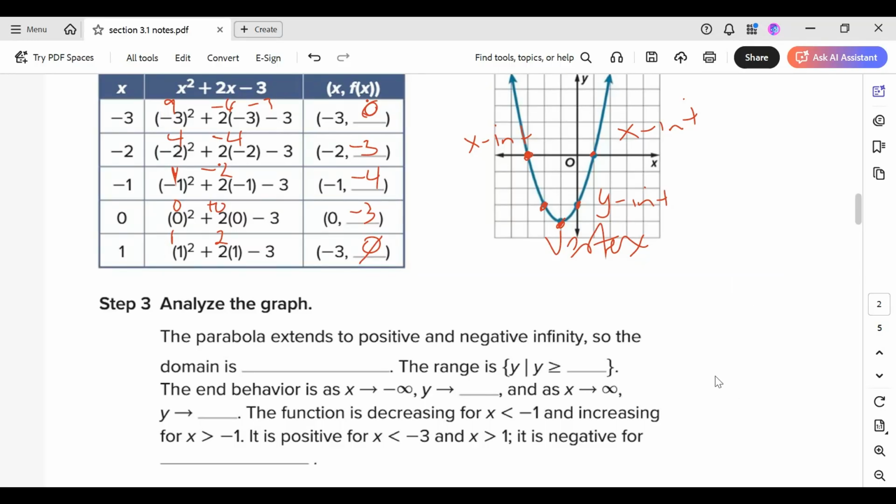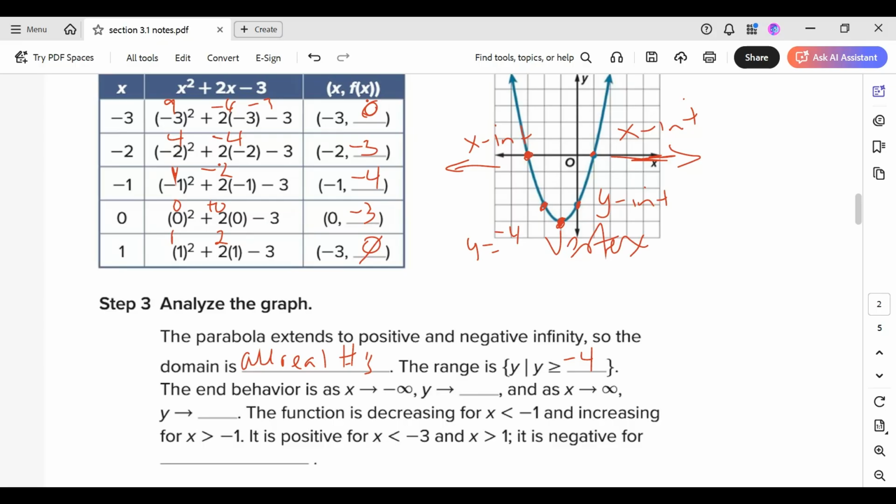So we're analyzing the graph. The parabola extends to positive and negative infinity. What that means is we notice that our x's are going to the right and to the left. So our domain is going to be all real numbers. The range, though, has the lowest values at the peak, which is -4. So where y is greater than or equal to -4.